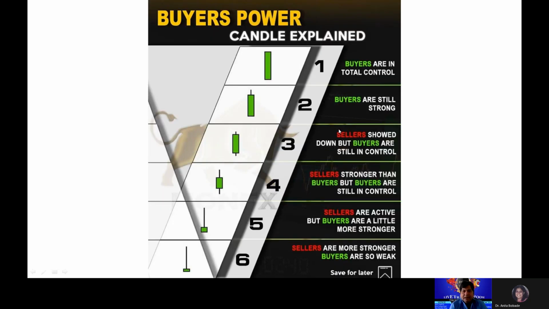So to summarize, the buyers' power can be explained. Buyers are in total control. Buyers are still in control in the second candle as one wick is formed. Sellers showed up, but buyers are still in control of the candle. Sellers are getting stronger and stronger at the fourth candle, but the buyers are still in control. It's still a green candle. Sellers are active and they have started to take control of the stock, but the buyers are a little stronger at this end. As you can see, a big wick formation. Finally here in this last part, sellers are stronger, buyers are so weak that it's going to turn red.